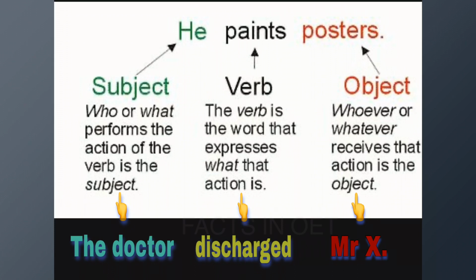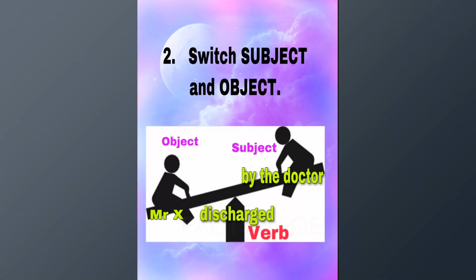Who or what performs the action of a verb is the subject. That means the doctor discharged Mr. X. So, the doctor did an action. So, the doctor is the subject. What is the verb? The verb is the word that expresses what the action is. The doctor, what did he do? He discharged Mr. X. So, discharged is the verb. And to whom he performed an action, that is the object. That means Mr. X is the object.